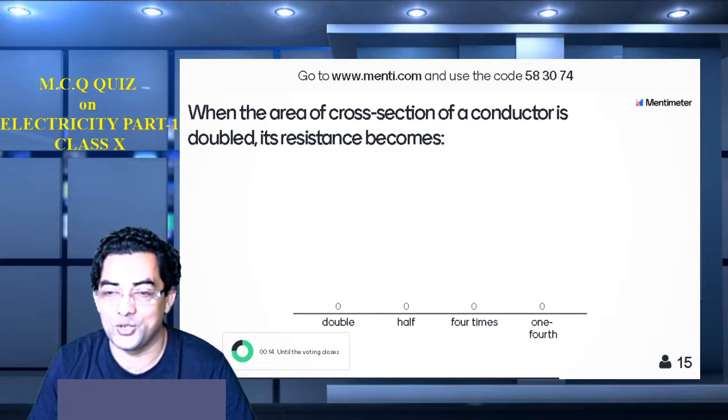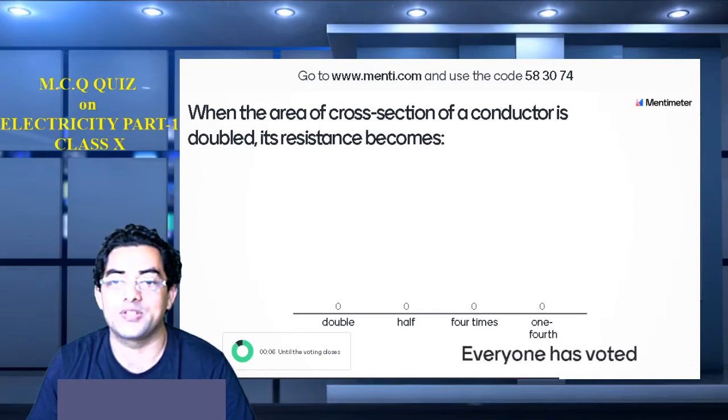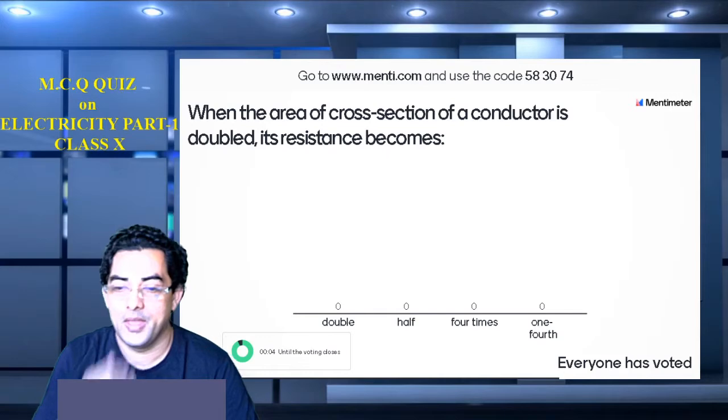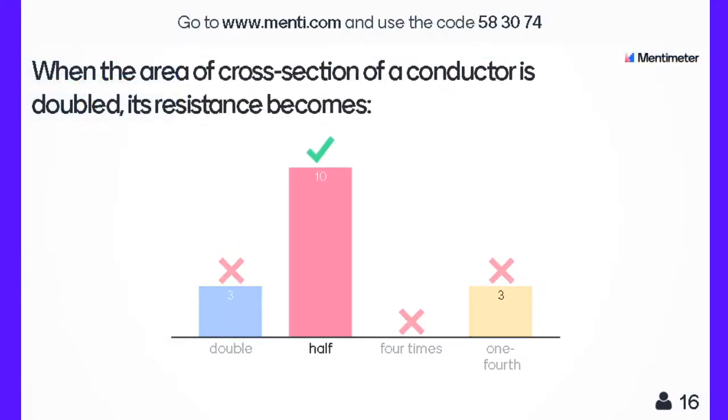What is the relation between the area of cross section and resistance? We know there are four factors contributing to the resistance, right? Everyone has voted, and let's see the results. So the results in front of us are 10 of you got it right and 6 of you got it wrong. 3 of them have written 1/4 and 3 of them have written doubled.